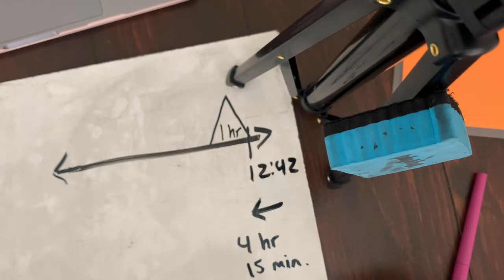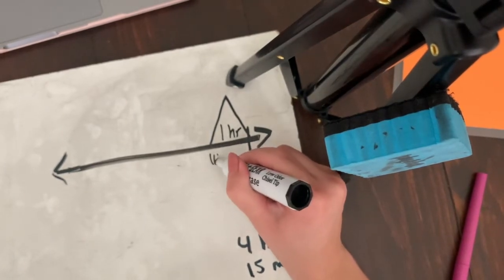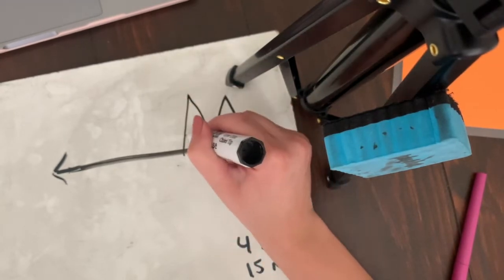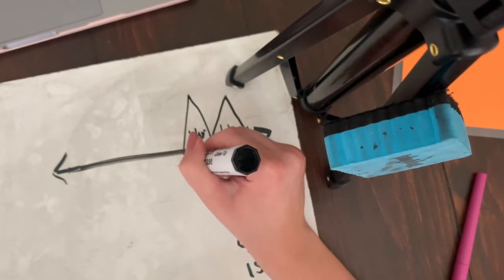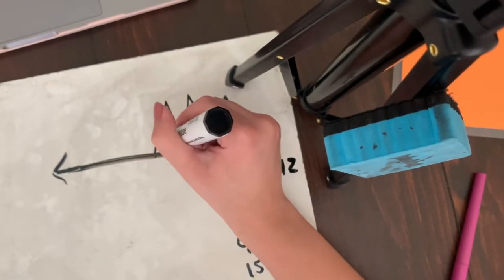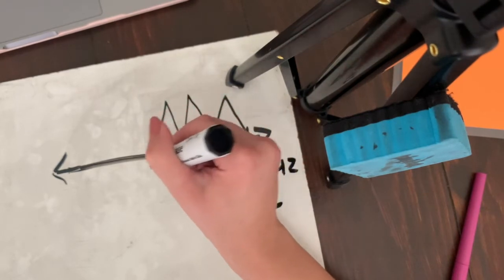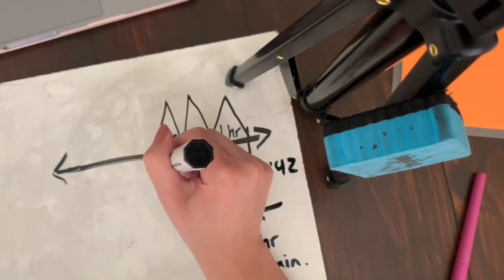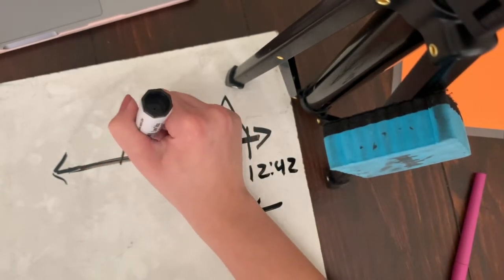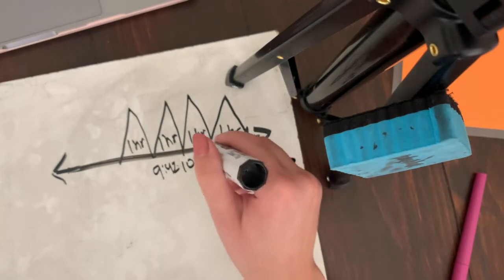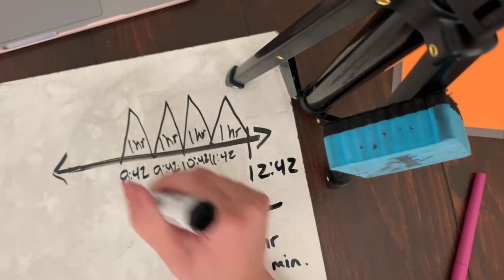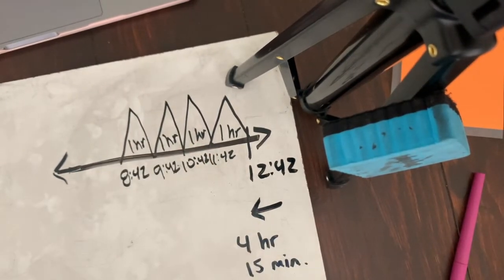So 1 hour before 12:42 is 11:42. Another hour backwards is 10:42. Here's hour number 3. And that is 9:42. And then here is hour number 4. 1, 2, 3, 4. 8:42. And then I need to do 15 minutes backwards.